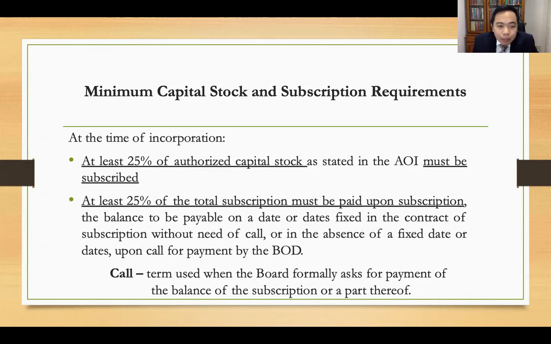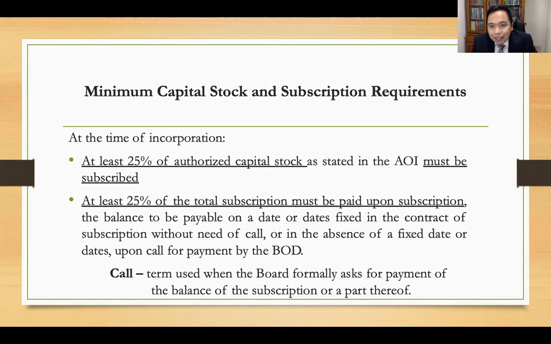Now, the balance is to be payable on a date or dates fixed in the contract of subscription without need of call, or in the absence of a fixed date or dates, upon call for payment by the board of directors. When you say call, class, this is the term used when the board will formally ask for payment of the balance of the subscription or a part thereof. Now, class, this 25-25 threshold under Section 13 means that at least 25% of the authorized capital stock must be subscribed, and out of that subscription, 25% again must be paid.